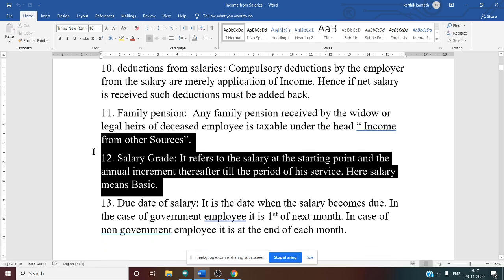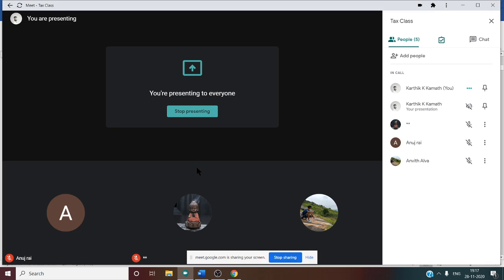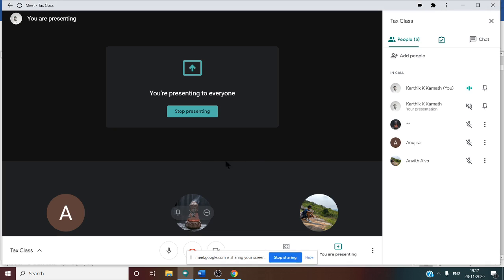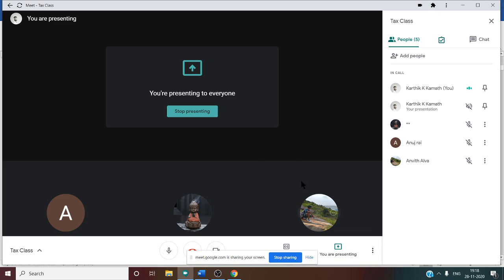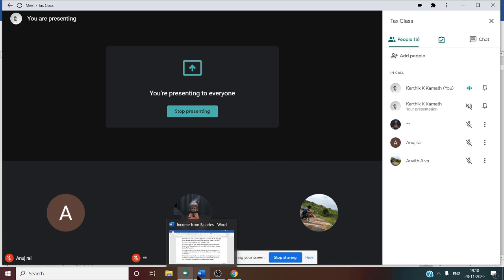Salary grade. What do you mean by salary grade? It refers to the salary at the starting point and the annual increment thereafter. Suppose 8,000, 250, 10,000. What do you mean by this? 8,000 dash 250 dash 10,000. Can you explain this one? Salary grade. Can you explain it to me?